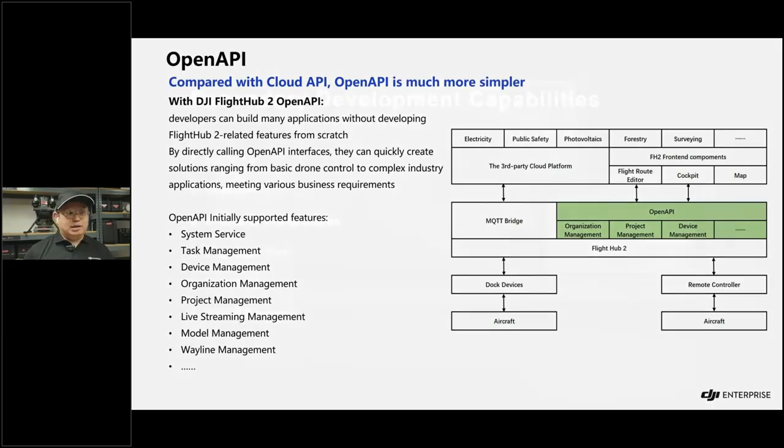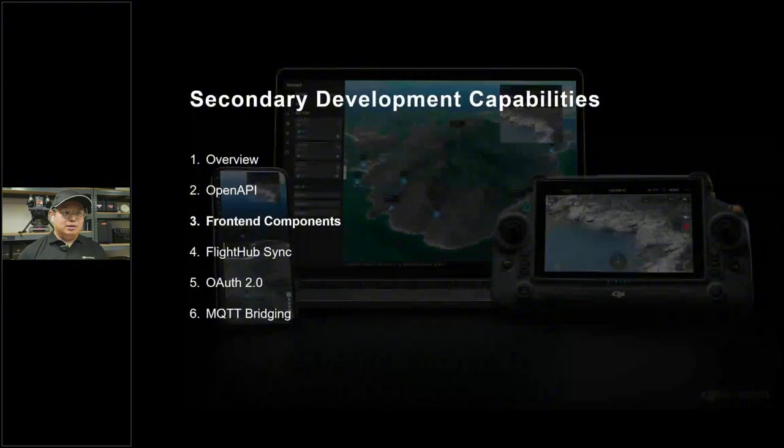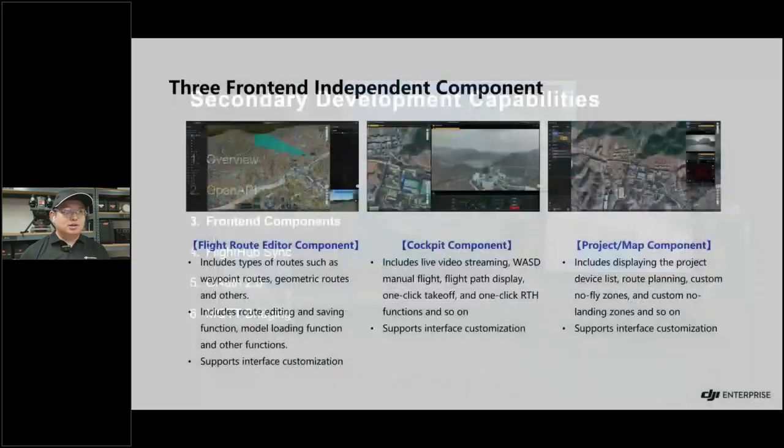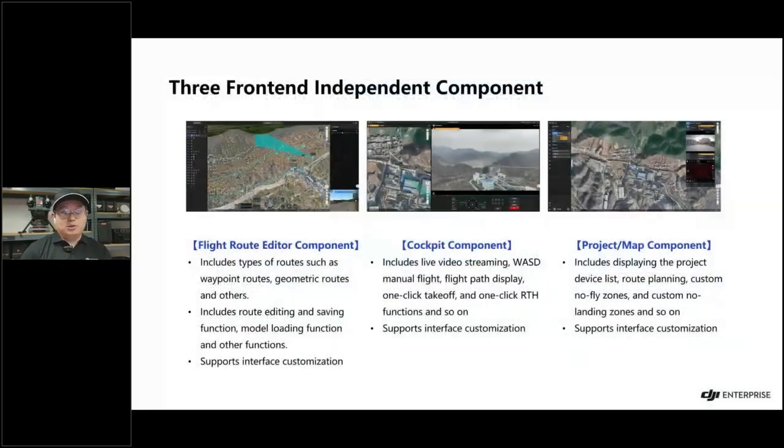It's called the front-end component. Essentially, consider a front-end component to be the combination of a lot of core functionality together. So these are the three independent front-end components we released along with the Open API. And in the future, there are going to be more independent front-end components for developers. First of all is the flight route editor component.